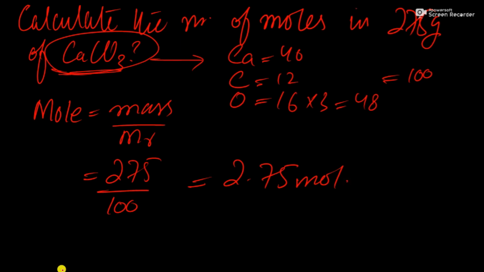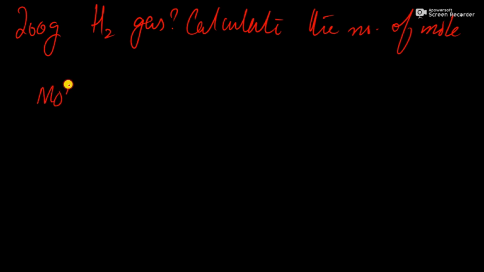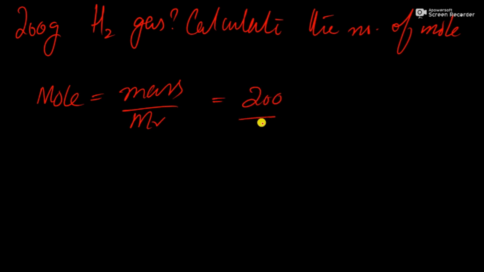For example, let's say we have 200 gram of hydrogen gas. Calculate the number of moles. That is not a big deal. How can we calculate? We know that moles is equal to mass over molar mass. We have 200 gram hydrogen, and the 1 mole mass for hydrogen is 2, so it will give us 100 moles. So students, this is how we can calculate moles.